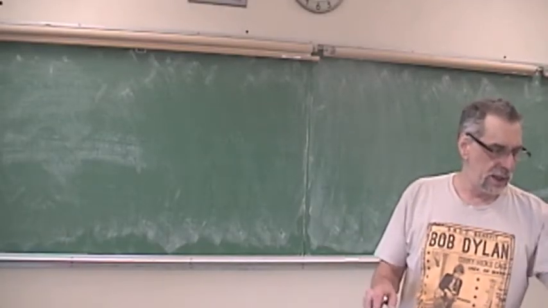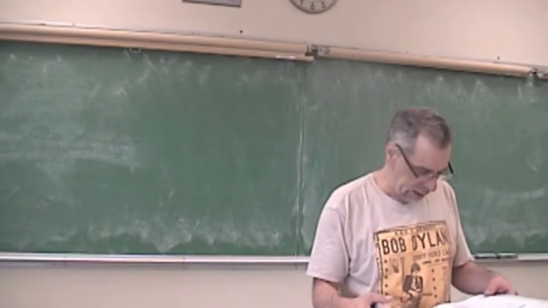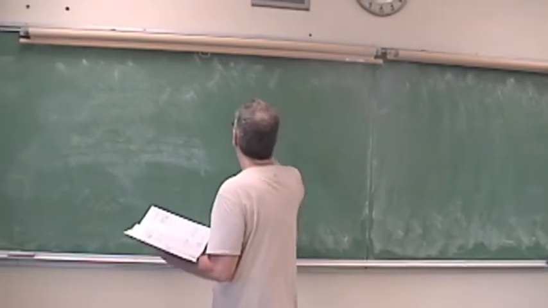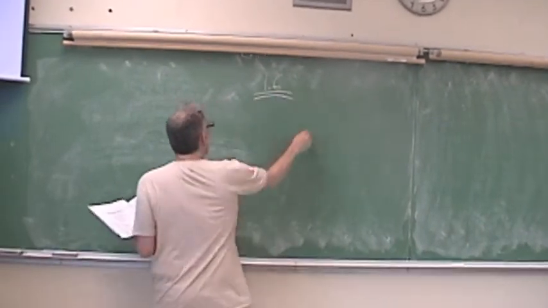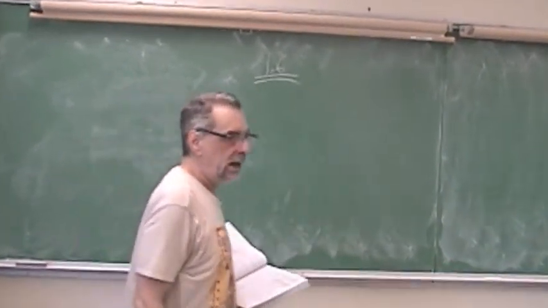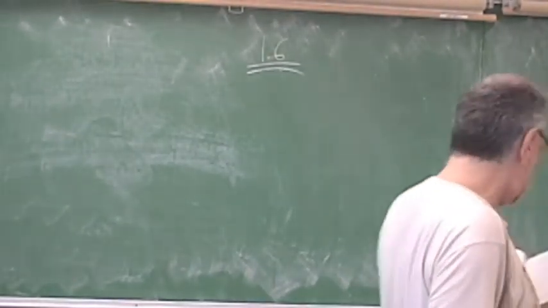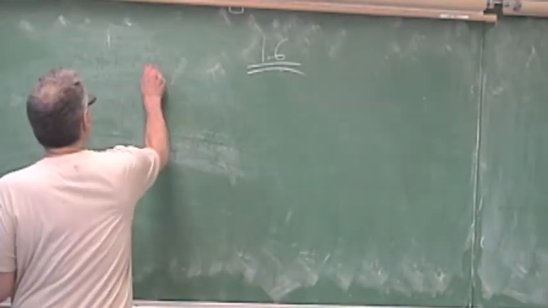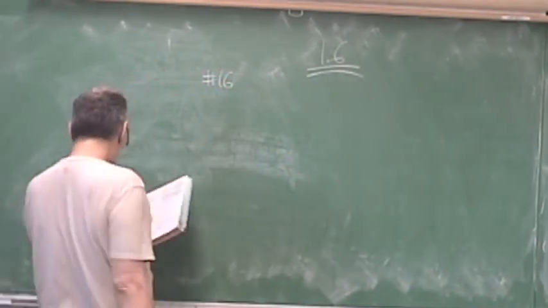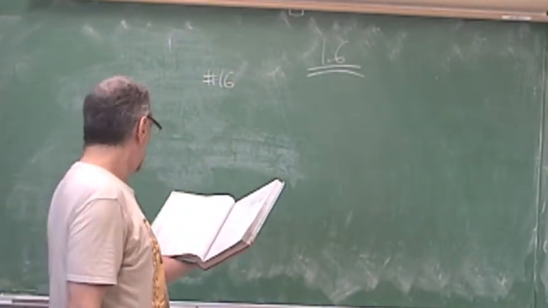Okay, 1.6, continuing with radical equations. So 1.6 still, other types. This is a radical equation, obviously involving radicals. Number 16 on page 178.